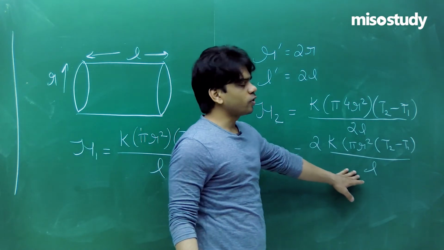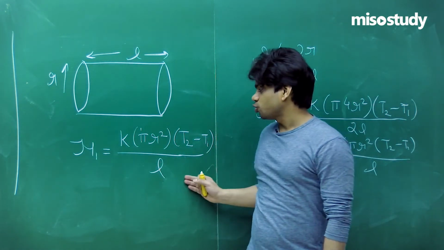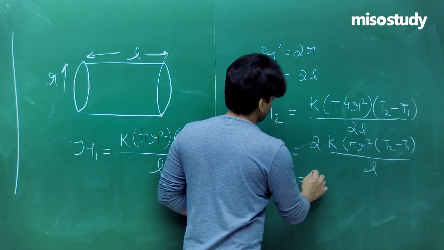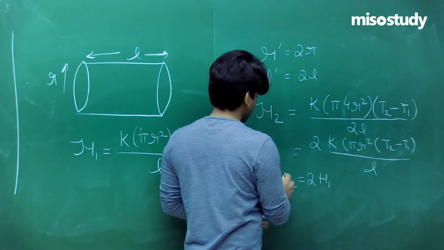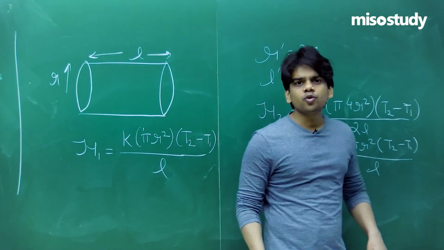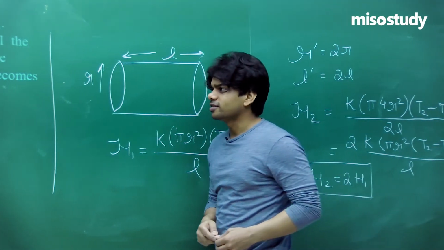Clearly this value is H1, we already knew its value is H1. Substitute this as H1, you will get H2 equal to twice of H1 for this case. H2 equal to twice of H1, we obtained. Let's see how they are related.